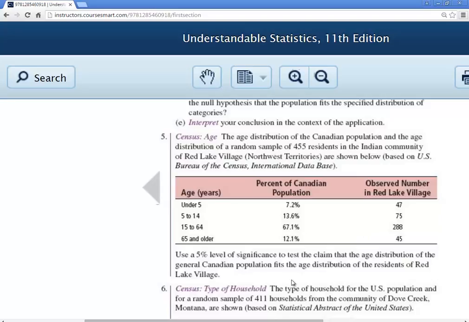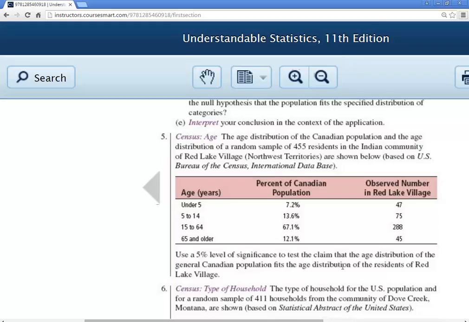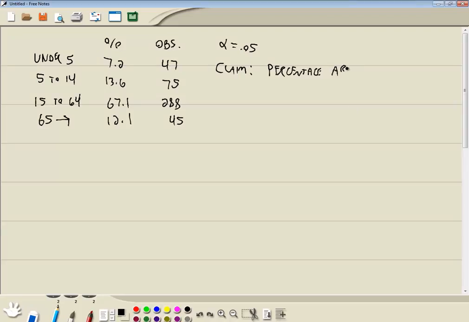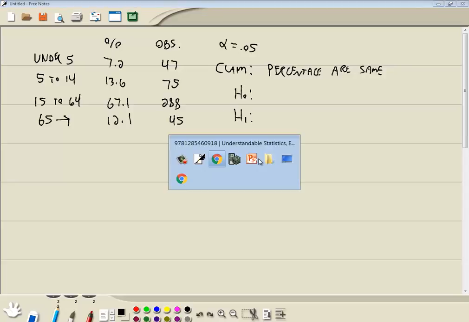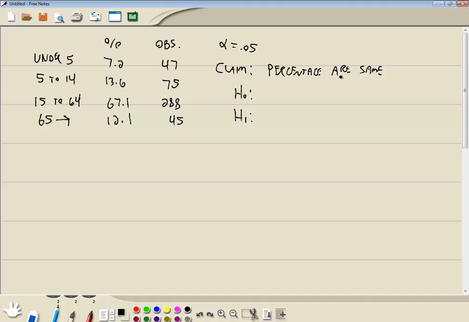Okay, so test claim the age distribution fits the age distribution. So the percentages we're given here, the proportions, fits, okay, are the same. So we're saying Red Lake Village right here has the same breakdown as a Canadian percentage here. So that's everything they give us. So let's go to the PowerPoint. Write down a shortened version of the claim. We did that. Percentages are the same.